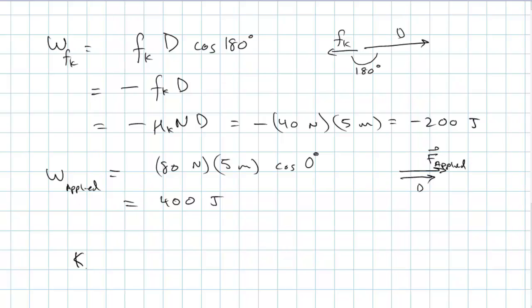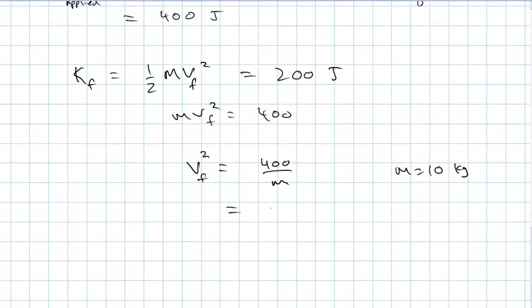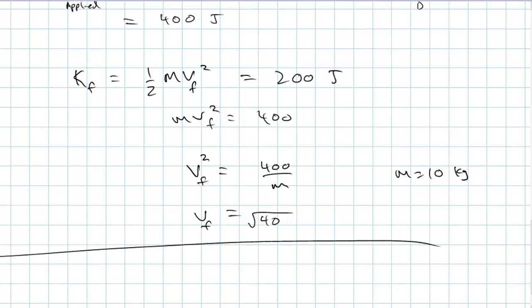And if you wanted to figure out the final speed, I come down here and I say K final has to equal 1/2 m V final squared, and I know that's 200 joules. So my V final squared is 400 over the mass, and the mass is 10 kilograms. V final squared is 400 over m, so the square root of 40 is my final velocity.